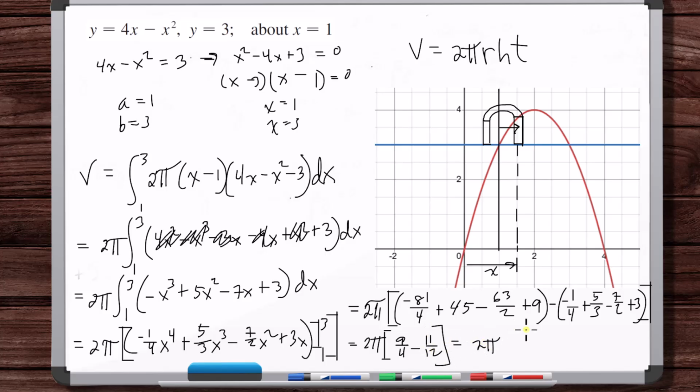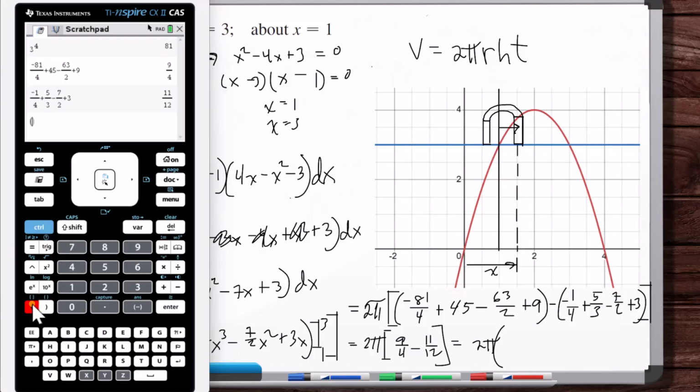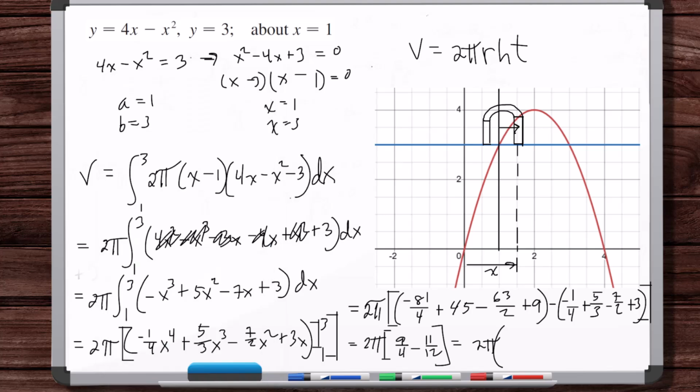Okay, so 2 pi times 9/4 minus 11/12 is 4/3. So 8/3 pi.